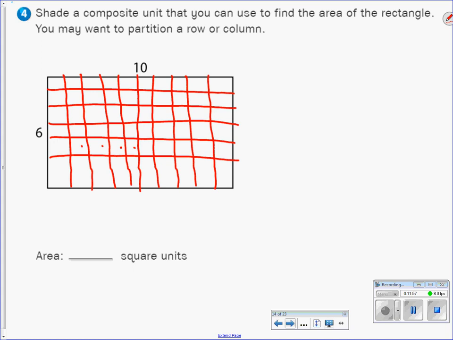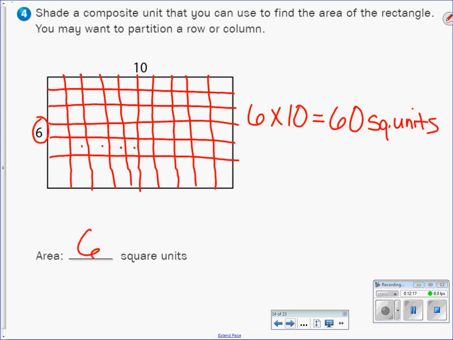But if we look at this and we say, okay, we need to know what the area is, all we have to do is count them. Or we can take 6 times 10, and that's real easy to skip count by 10, which would give me 60 square units. So I can put my 60 down here to get my square units.